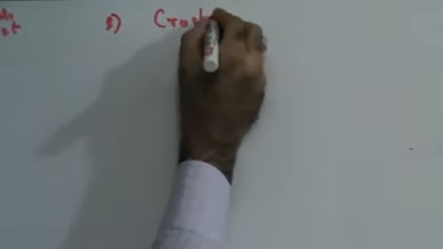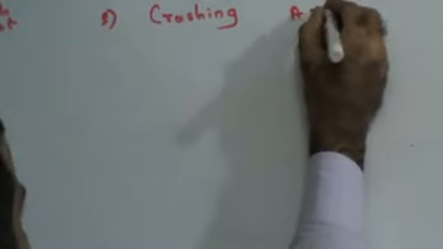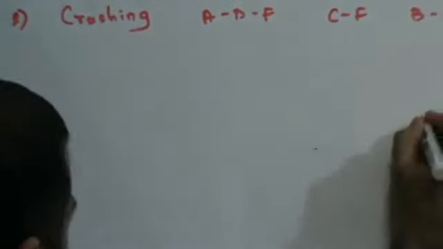Now let's make the crash table. You will have crashing, then you write all your paths: ADF, then CF, then BEF. So you've written all your paths.